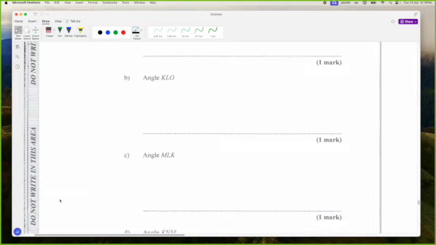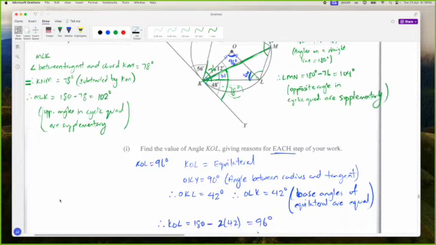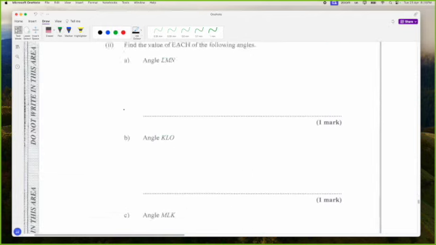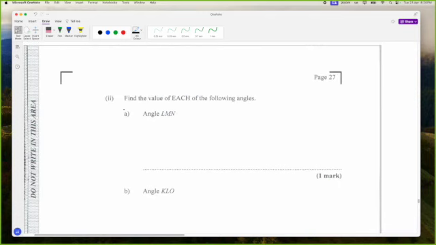Right? Oh, any more? KNM? Yeah, well, we already found KNM. Alright, so KNM is 78 degrees. And we have the reason in here as well. So you can just write that over for KNM. And that's the thing. They only give you 1 mark each.